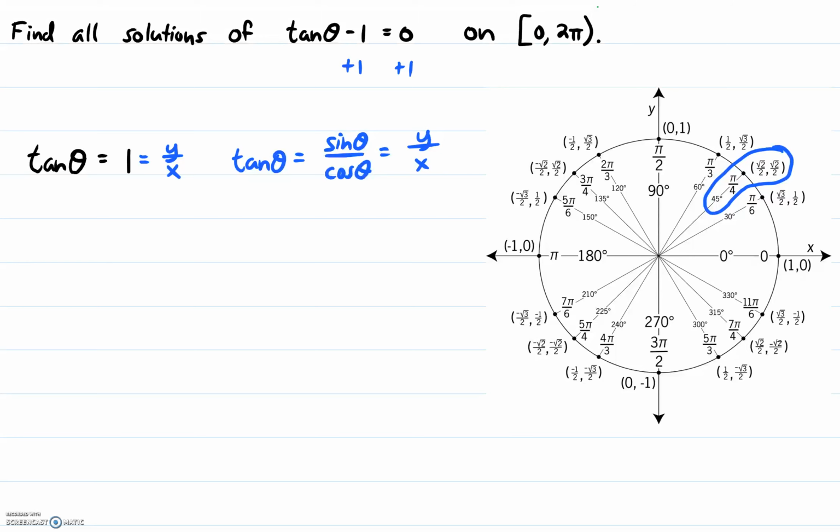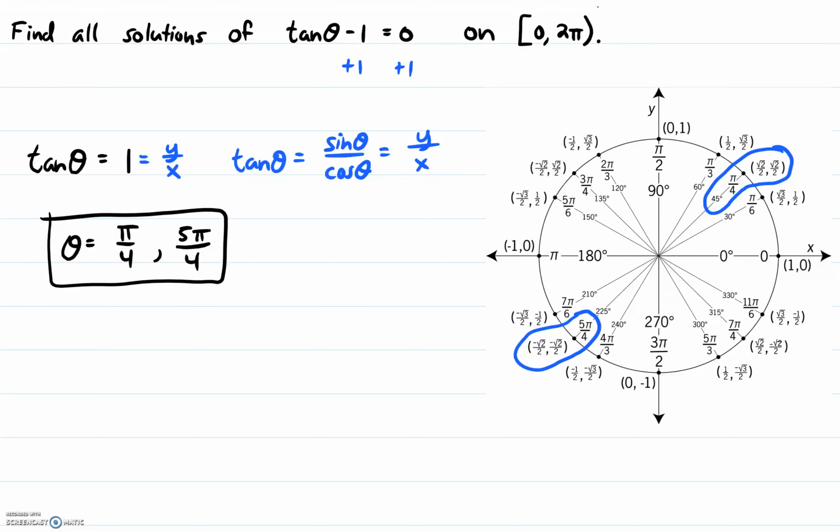The only other place this is going to happen between 0 and 2 pi is right here at 5 pi over 4. Because again, negative square root of 2 over 2 divided by negative square root of 2 over 2 is just a number divided by itself, which is going to give you 1. And so our solutions for theta are going to be pi over 4 and 5 pi over 4. Again, if you needed these in degrees, then of course pi over 4 is just 45 degrees, and 5 pi over 4 is 225 degrees. And so those are our solutions.